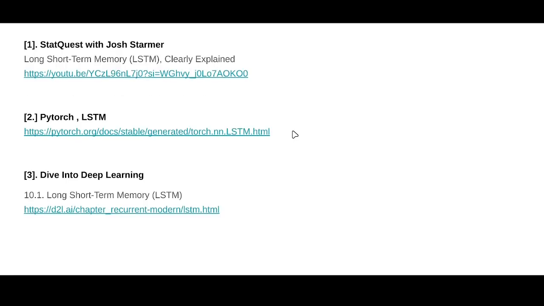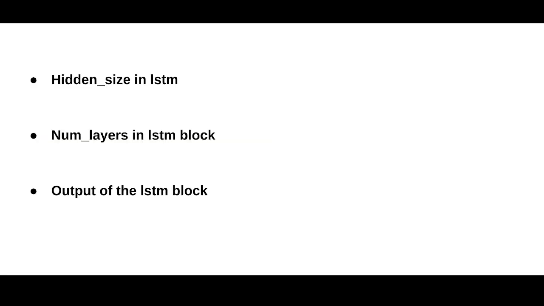So references, I really recommend Josh Starmer's explanation. It was very easy. It was one of my first videos I watched to understand, and the PyTorch documentation itself is very nice. So the main topics I'll be going through are the hidden size, the number of layers, and the output in the LSTM block. What kind of output does an LSTM block give out?